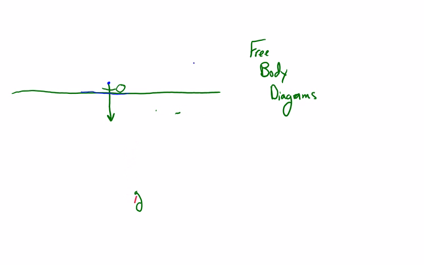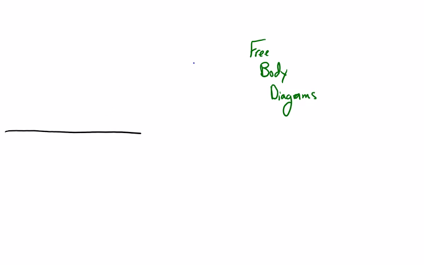Get rid of all my stuff here. Go. So let's get a road again. There's my road. Let's draw my car on there. This time I'm going to say that the car is moving to the right. So it's moving with some velocity.